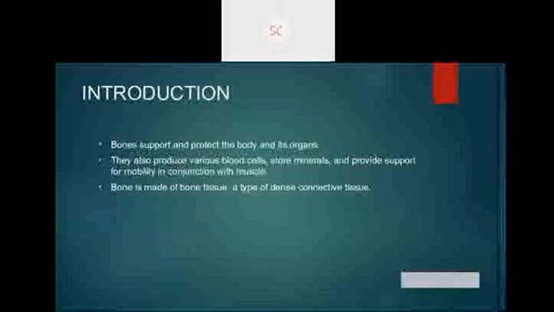Okay, in the next point, what do we have? They produce various blood cells. In the bones, you will get blood cell formation. They produce blood cells, and they also store minerals. Bones store minerals, and also they provide support for mobility.